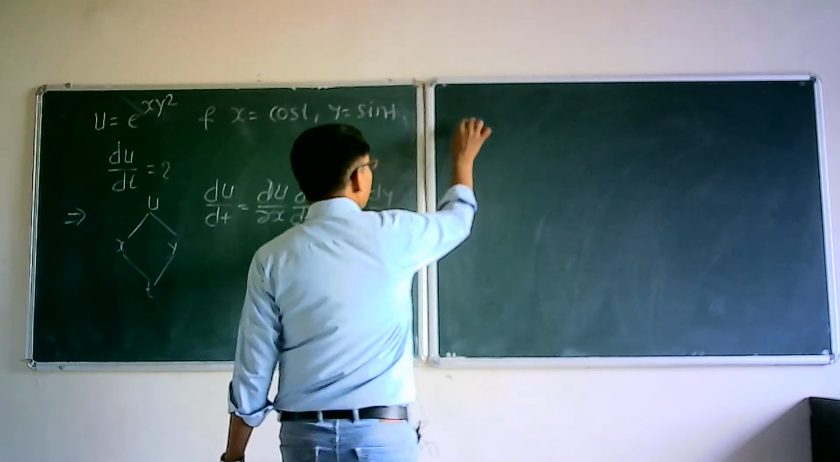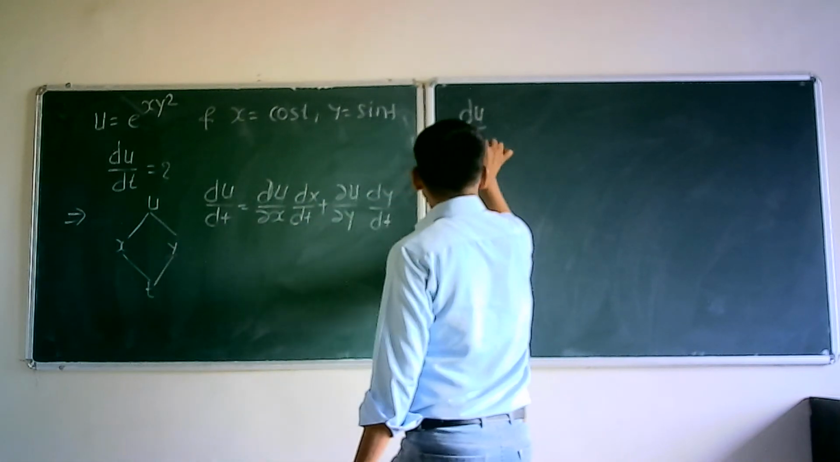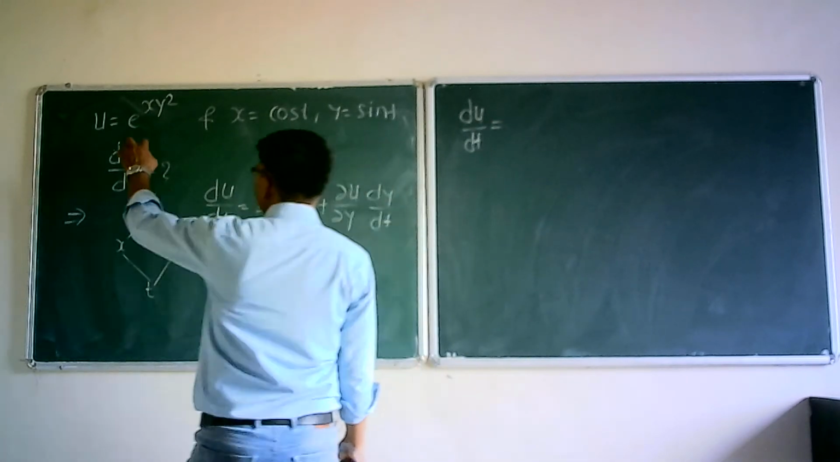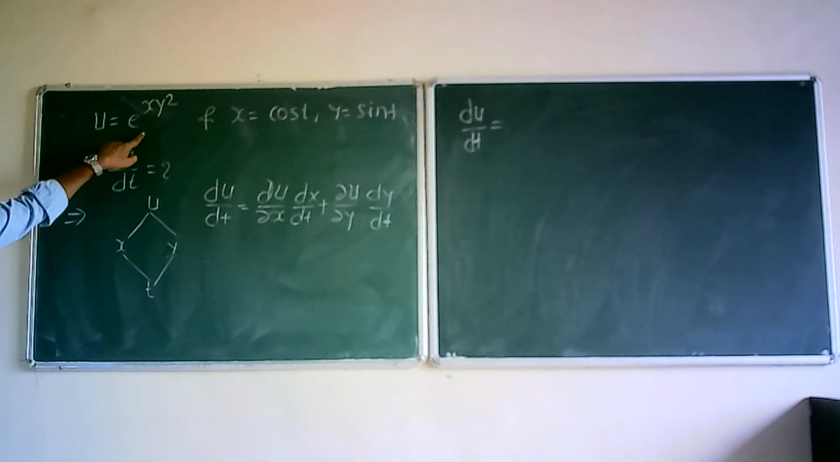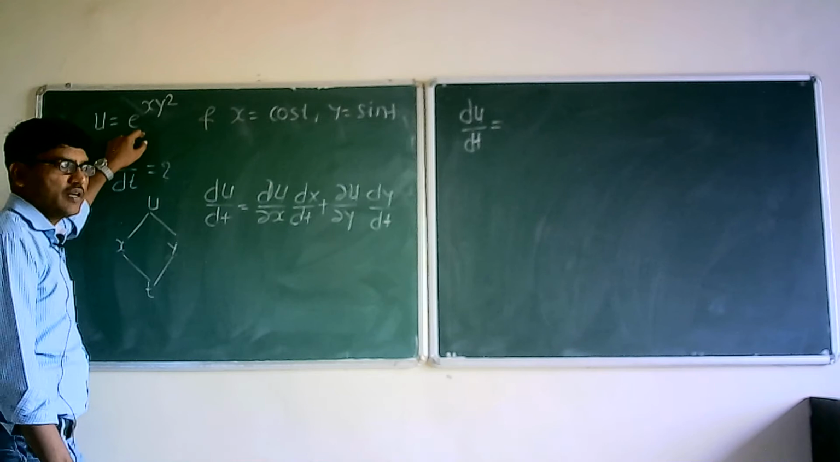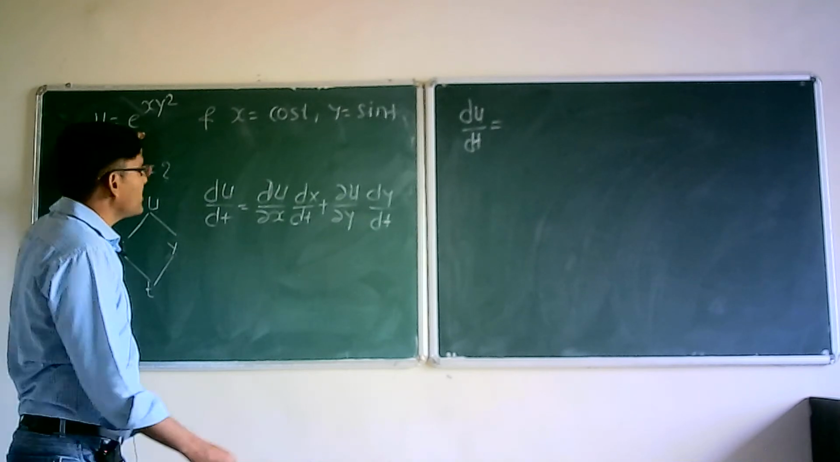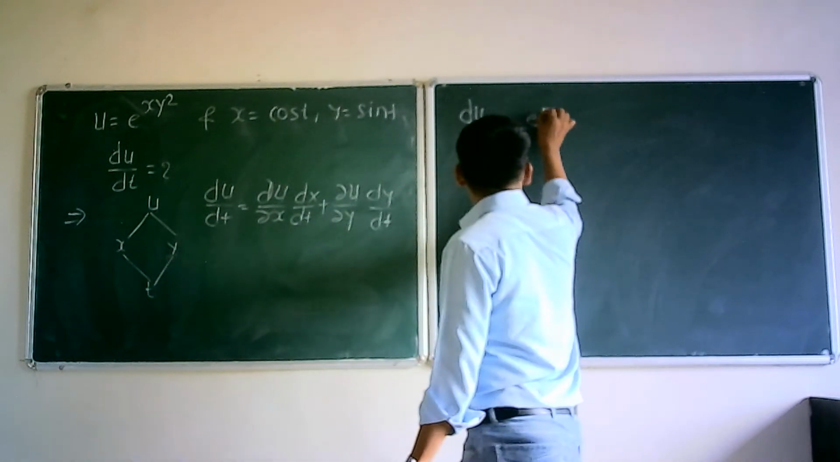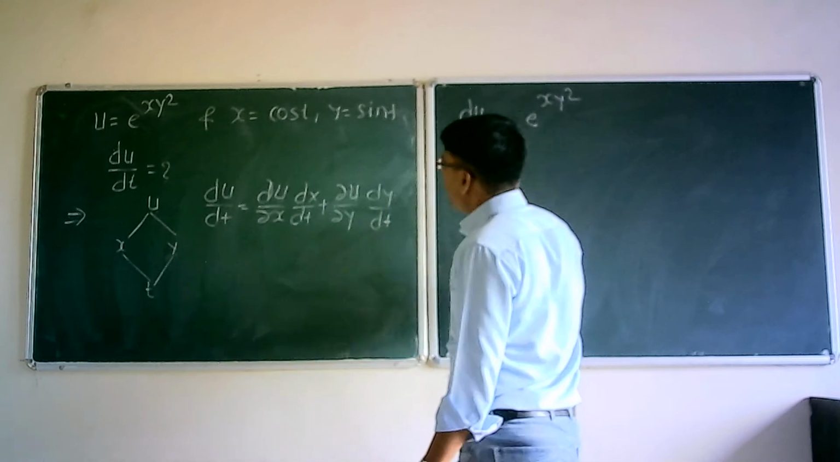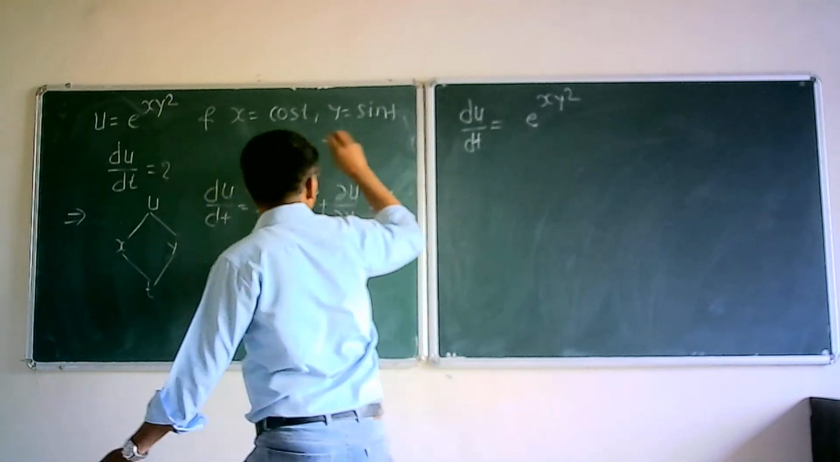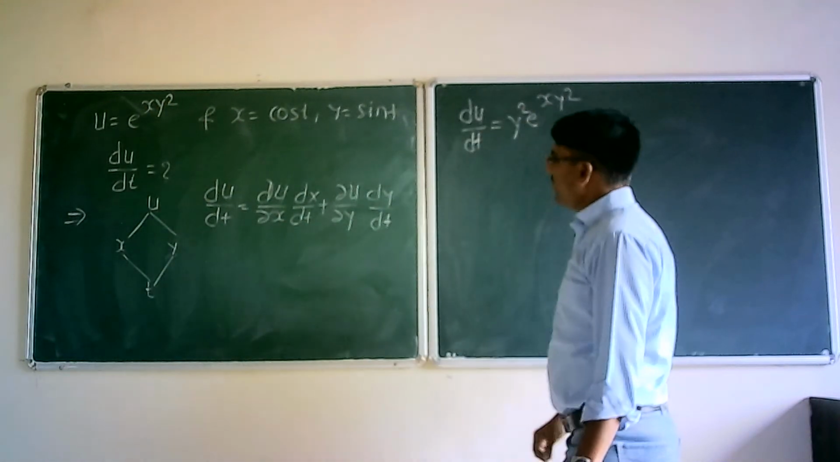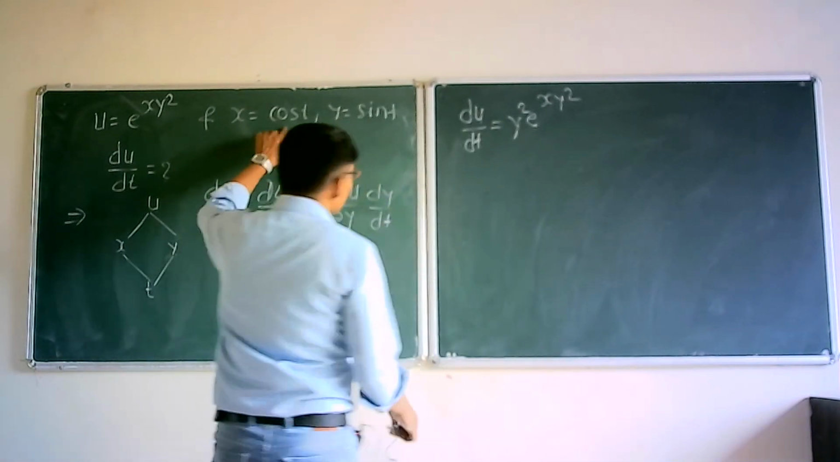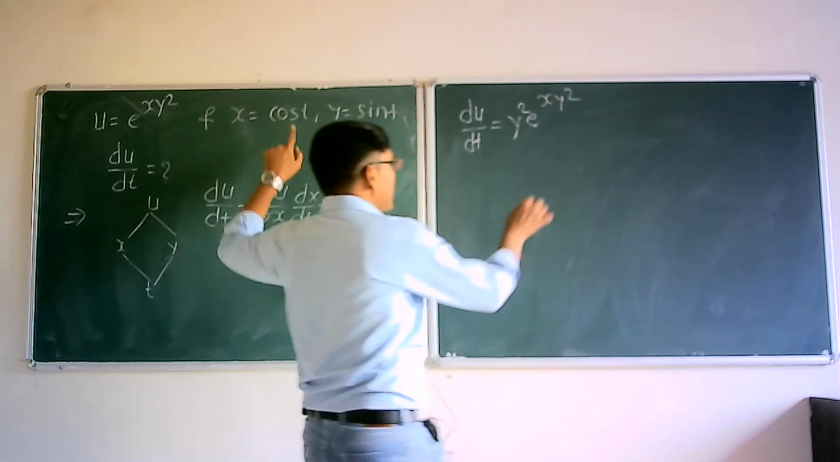So what is du by dt? Du by dt is equal to the partial derivative of this term with respect to x. All of you know that when we take a partial derivative with respect to x, y is constant. So its partial derivative is e raised to xy square, and again the derivative of this term with respect to x is y square into dx by dt. So what is dx by dt? Minus sin t.